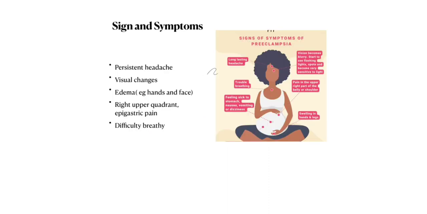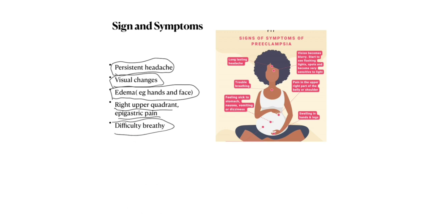So let's talk about the signs and symptoms then. So signs and symptoms include a persistent headache that won't go away. Second is visual changes. There can be blurred vision, and then edema of the hands and feet, hands and face can happen, and then right upper quadrant pain, epigastric pain is common, and then difficulty breathing or sudden shortness of breath and sudden weight gain. These are also important features and signs and symptoms.